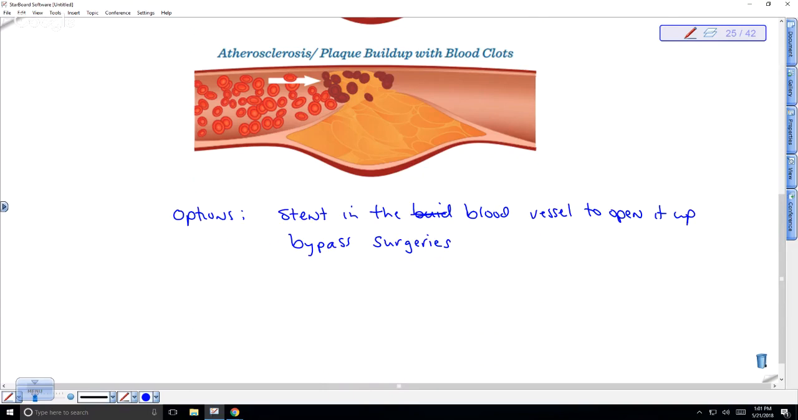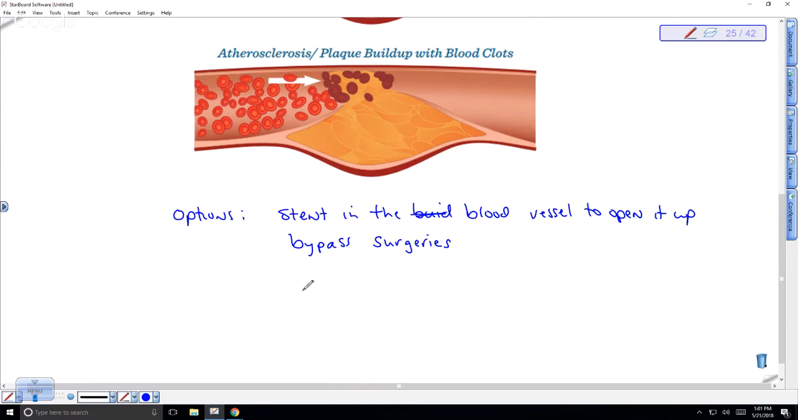And so they go around that blockage and they generally use a vein, and they harvest veins from the leg. So they'll open up your leg and take out a vein that you don't have to have, right? They'll take it out and put it where the artery needs to be bypassed. And then it'll kind of turn into an artery over time, right?